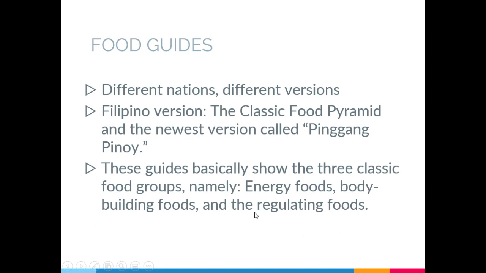And the regulating foods, which are the foods that are rich in vitamins and minerals, because as we have learned from chapter 1, the main function of vitamins and minerals is to regulate bodily processes. So these foods include fruits and vegetables because they are rich in vitamins and minerals. So these are the glow foods. This is similar to our food pyramid. But these food groups are also highlighted in the Pinggang Pinoy, although the pictorial representation is different.